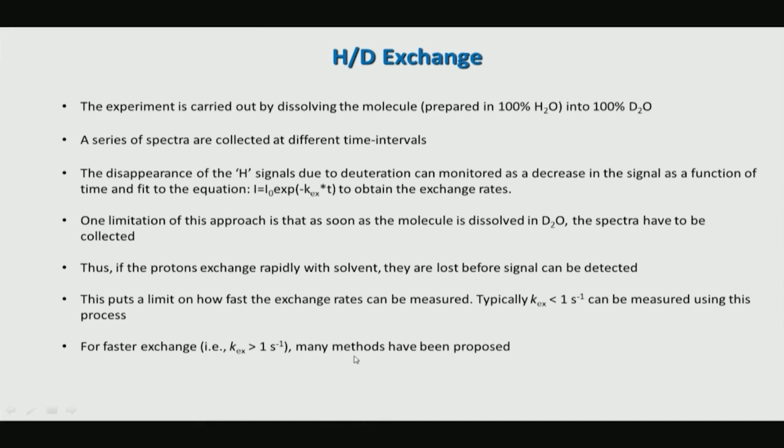We will not go into that because that is more difficult, more research-oriented work, but one should keep in mind that slow exchange rates can only be measured if you use this approach, where you just dissolve the molecule in 100% D2O and monitor with time. So, this brings to the end of this hydrogen exchange part. We will now move on to the next part of this advanced lectures in NMR course.